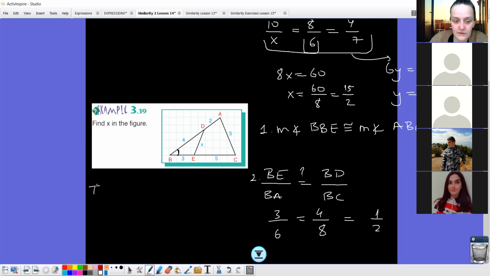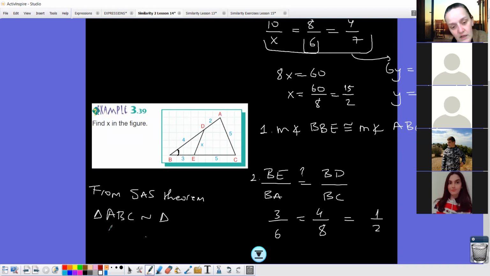So we can say that from the side angle side theorem, triangle ABC is similar to triangle. How will I write the second one? To get this proportion, AB goes with EB. So EB, BC, D.